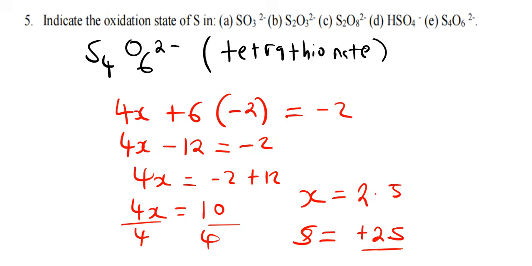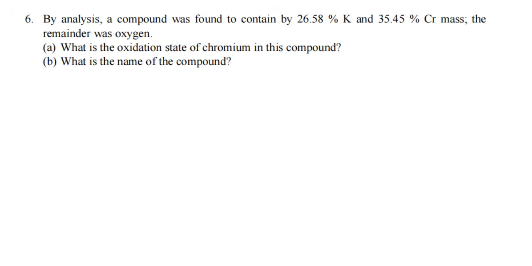Let's go to question number 6. We're saying, by analysis, a compound was found to contain 26.58% K or potassium and 35.45% chromium by mass. The remainder was oxygen. What is the oxidation state of chromium in this compound? Then number 2, what is the name of this compound?